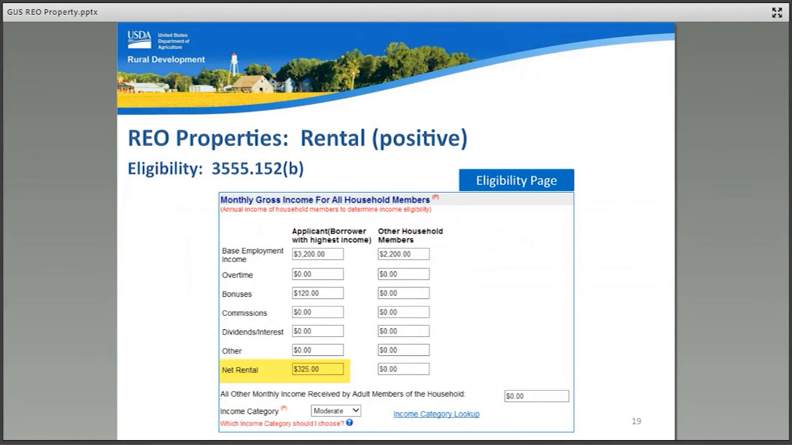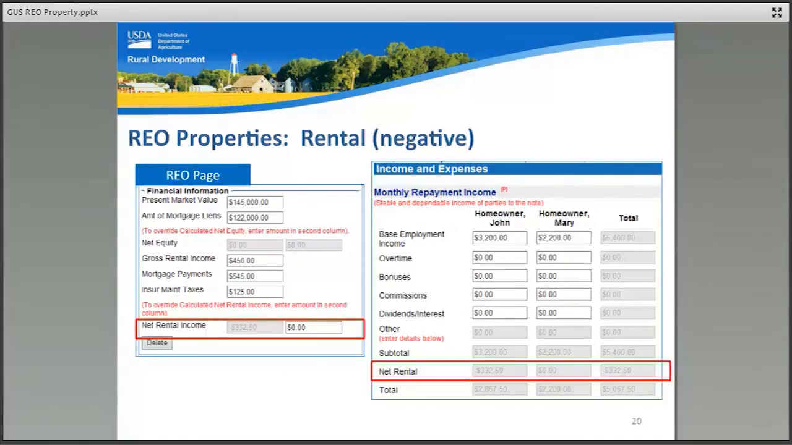Rental income that has been received regularly must be considered in the annual income calculation in order to determine program eligibility as required under 3555.152B. This slide displays the entry of net rental income in the monthly gross income for all household members section. This example will review the correct GUS sequence when the net rental income is negative.